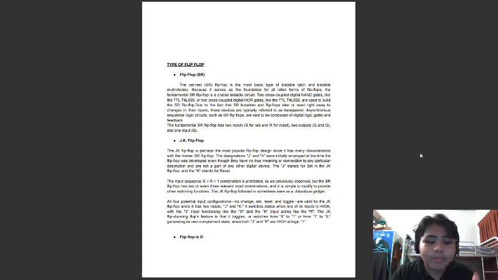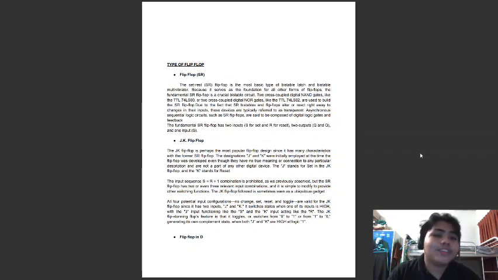And the JK flip-flop's unique feature is that it toggles or switches from 0 to 1 or from 1 to 0, generating its own complement state when both J and K are high at logic 1, which is higher than 0, as we know.